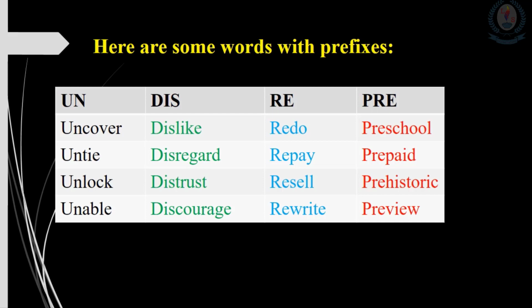Under un, I have given you 4 examples: uncover, untie, unlock and unable. Under dis, dislike, disregard, distrust and discourage. Under re, redo, repay, resell and rewrite. And under the prefix pre, preschool, prepaid, prehistoric and preview.